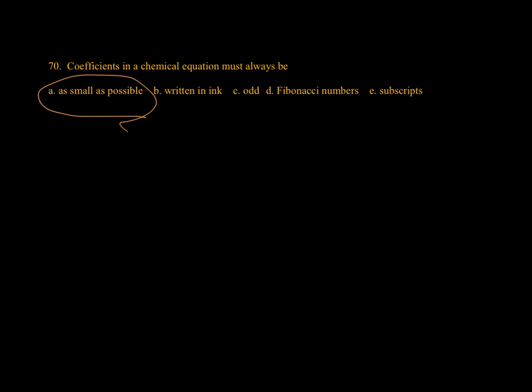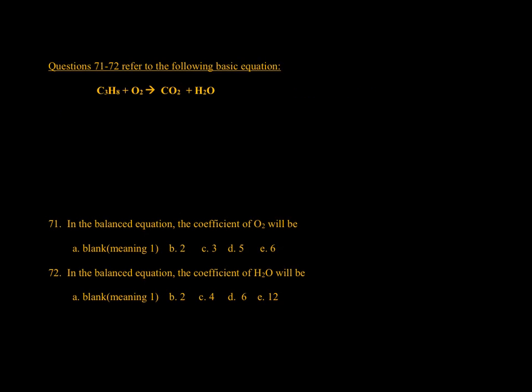The coefficients must always be as small as possible. You want the equation to be the simplest ratio you can get. So sometimes you might end up with a bunch of even numbers, and you could divide them all by 2. If you can divide them by 2 and it still stays balanced, you need to do that. You need to reduce or simplify those numbers.